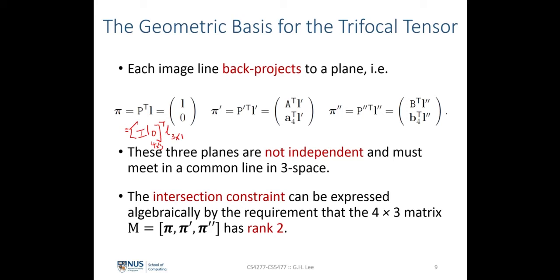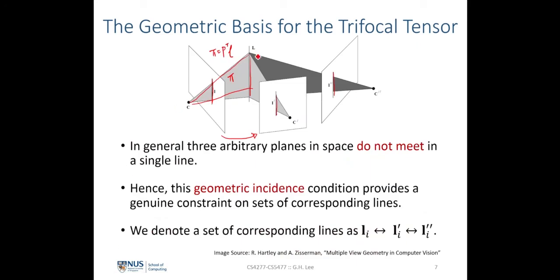So similarly, we can do the same thing for the second and third plane that is being back projected by the line correspondences in the second and the third view, which is denoted by L prime and L prime prime over here. So in this figure, we can see that L prime is here in the second view. So the back projection here would give rise to pi prime, and that would be equal to P prime transpose multiplied by L prime. So similarly for the third view, the darker shaded plane over here, that's pi prime prime, and that would be given by P prime prime transpose multiplied by L prime prime.